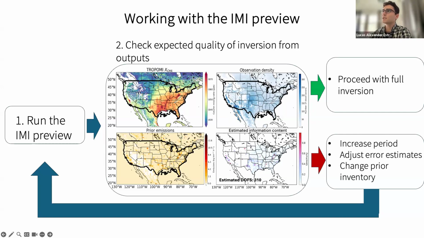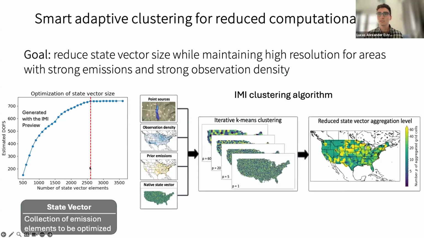inversion. Additionally, the IMI preview gives you an expected cost for your inversion, and that is mainly determined by the number of state vector elements or the number of emissions elements that you're trying to optimize. And so if you're looking at a larger domain, say the whole contiguous US, you would expect to have a much higher cost than if you were looking at only the Permian. And so I'm going to talk a little bit about options for reducing that computational cost.